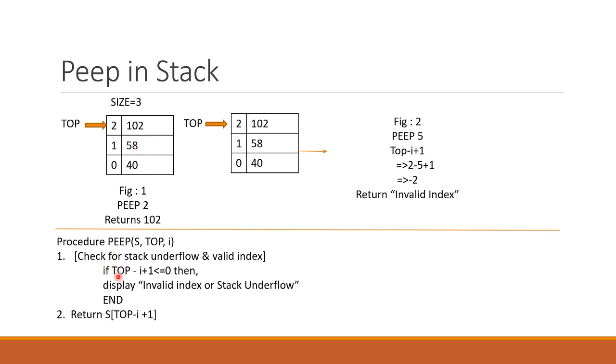Then feed the value over here. Top is equal to 2, so 2. User wants to see the second index, so 2. So 2 minus 2 would be 0, plus 1 would be 1. So S of 1. So S of 1 is 58. So actually user wanted to see the data at the second index from the top, which is the first index from the bottom of the stack. And the data is 58. So 58 is returned to the user. And this way we can peep into stack and fetch the data that we want at the particular index. I hope the concept of peep operation is clear over here.